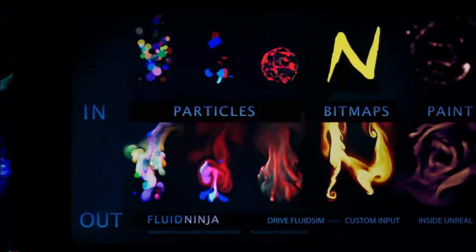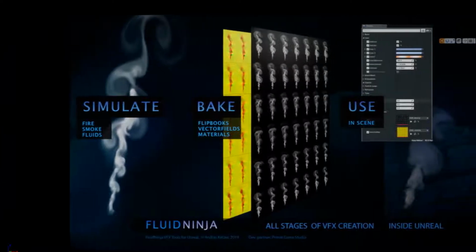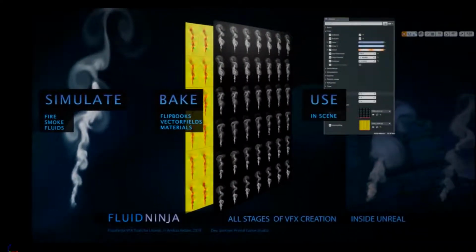It's about a fluid simulator that you could feed with Cascade particles and bitmaps or paint something and bake the whole thing into a sequence of images, a flipbook or to a vector field, and instantly generate materials that you could apply to any surface.